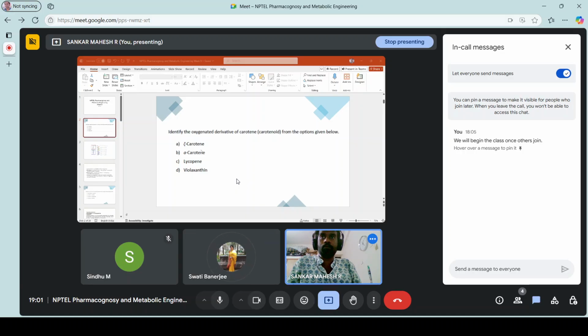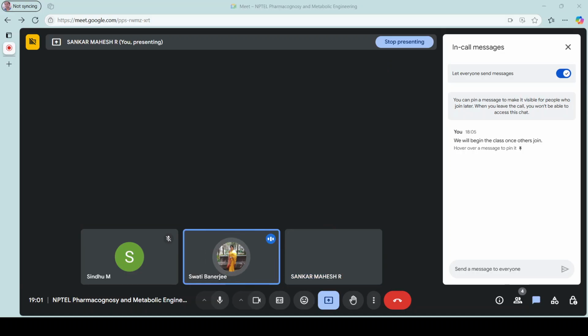Is it option D, violaxanthin? Yeah, you're right about that.